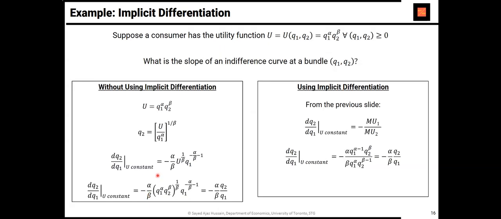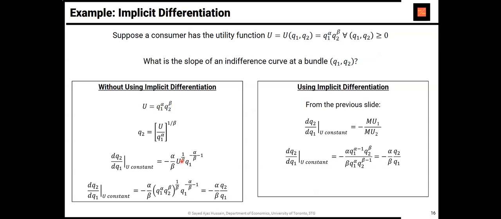Let's do an example. Here's a consumer with the Cobb-Douglas utility function. And someone says, give me the slope at a bundle Q1, Q2. If you did not use implicit differentiation, you would have to write the utility function in terms of Q1, Q2, and then rearrange to get Q2 in terms of everything else. So you obtain an explicit function of good number two in terms of everything else. You would then differentiate good number two with respect to good number one, and then you would get this monster. But now notice that you would have to plug in an expression for utility.